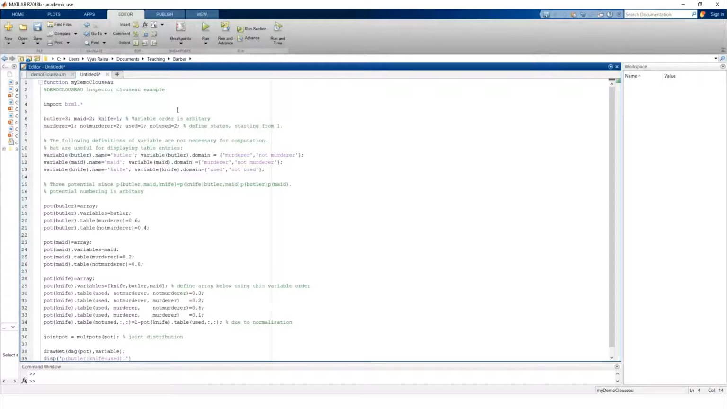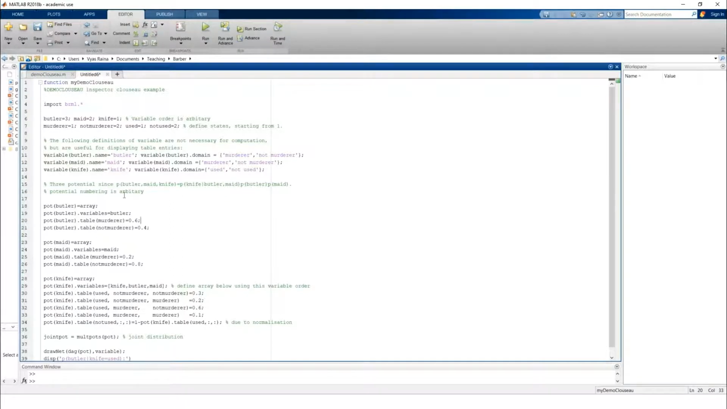We actually want to keep most things the same because the modifications are just to do with the specific distribution values. So the variable names are the same: butler, maid, and knife. The values these variables can take are still the same. Murderer and not murderer for the butler, similarly for the maid, and finally for the knife it can take the value of used or not used.